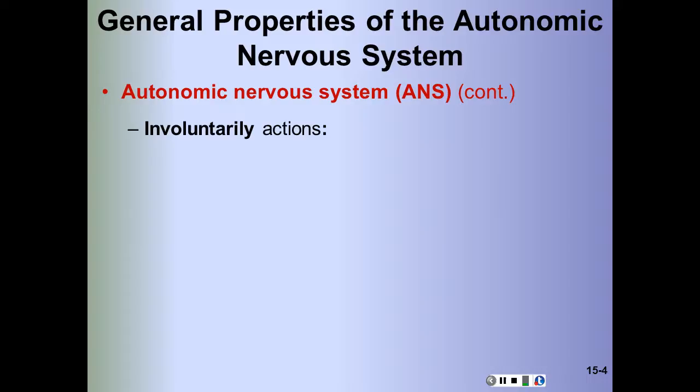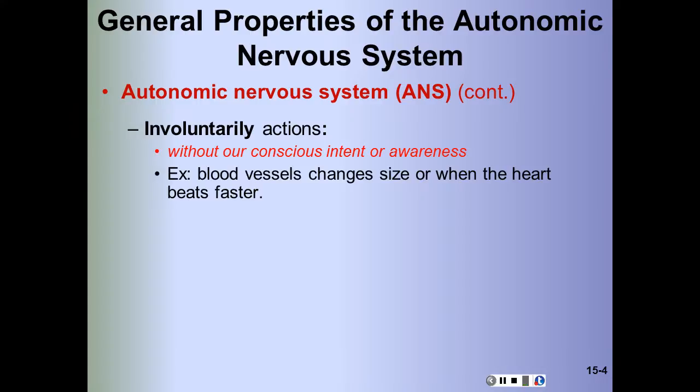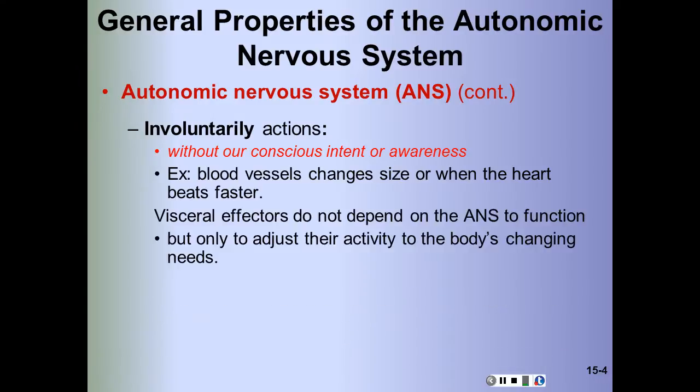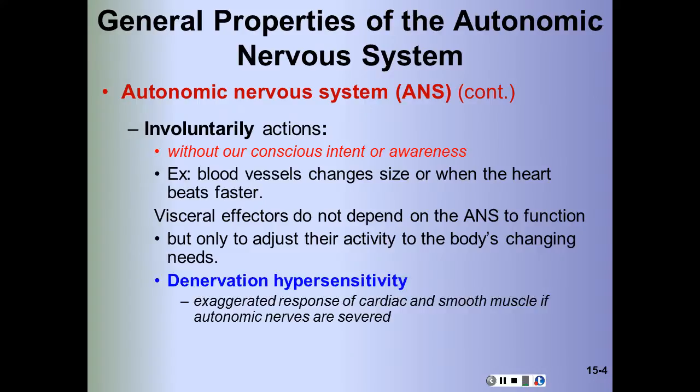Now, the ANS usually carries out its actions involuntarily, that is, without any consciousness or awareness. Look at, for example, our blood vessels changing size with vasodilation and vasoconstriction, or our heart beating faster. That's involuntary control. Now, the visceral effectors do not depend on the ANS to function, but only to adjust their activity to changing needs. If the ANS nerves to the cardiac or smooth muscles are severed, then the muscle is going to exhibit exaggerated responses, and that's called denervation hypersensitivity.